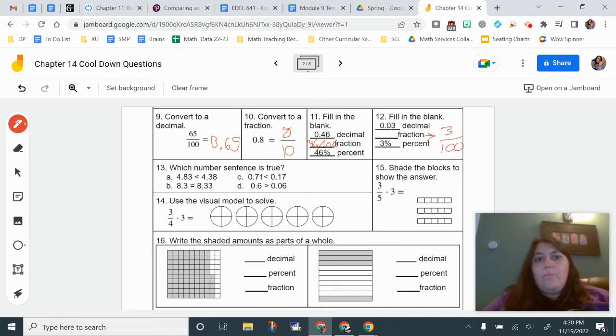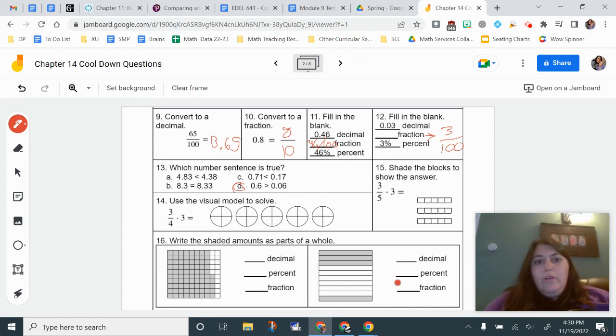There you go. Number 13, which sentence is true? We have to look very carefully. A is not true because of the tenths place. B is not true because of our hundredths place. C is not true looking at the tenths place. And D is true because 6/10 is more than 6/100. So D is our true statement.